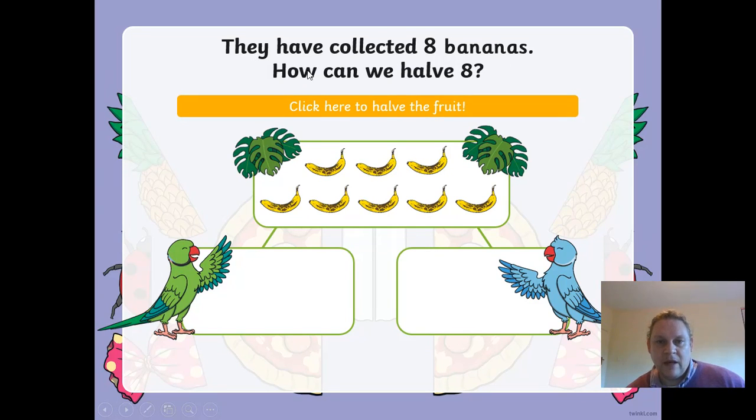They've collected 8 bananas. How can we halve 8? How many bananas will they get each? Have a quick think. They've got 8 bananas in total. How many do they get each? So if we were equally sharing them out, we'd say 1 to there, 1 to there, 1 to there, 1 to there, and we keep going until they're all shared out. How many will they get each then if we do that?